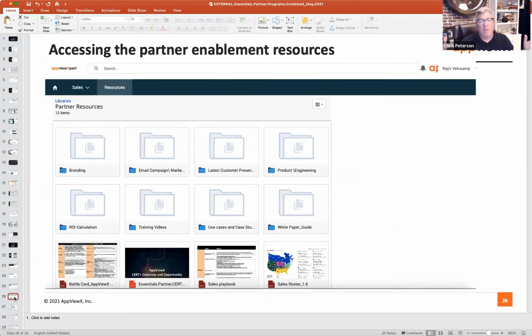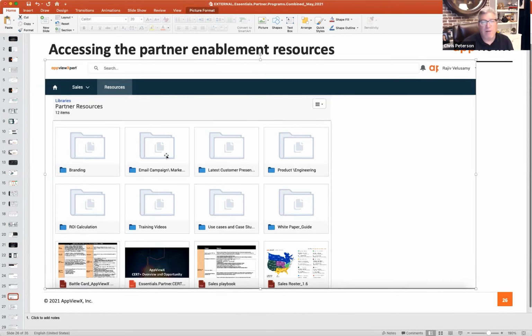And then the portal serves up a huge amount of content, from video training to branding, email campaign, marketing templates. We also will provide you with customer presentations, product engineering information, and most importantly, use cases, reference accounts, and white papers, all contained within the portal. So super easy access for our partners to get all of that knowledge right out of the portal.